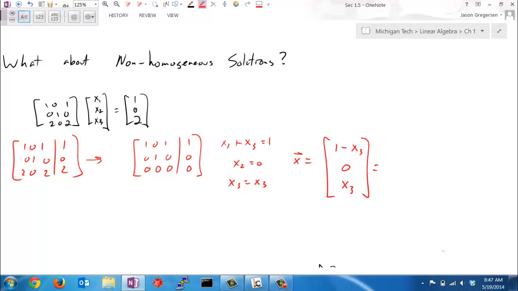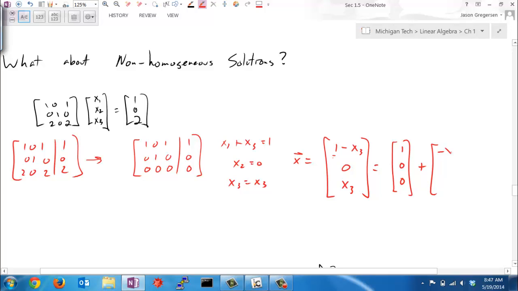And this one's a little weird because I have this constant here. I actually can't factor just an x3 right out of this thing. But what I can do is write it as the sum of two vectors: my constant vector, plus all the stuff that has the x3s in it. And then I can write it as 1, 0, 0 plus x3 times negative 1, 0, 1. And so that would be the parametric form of this solution.